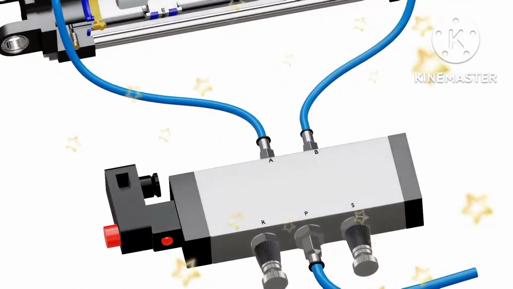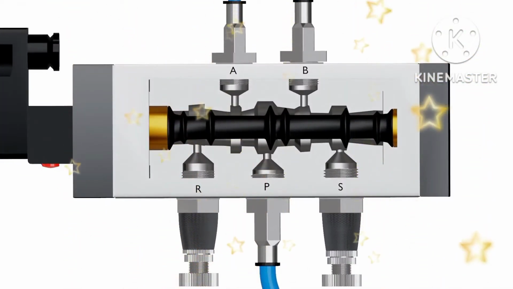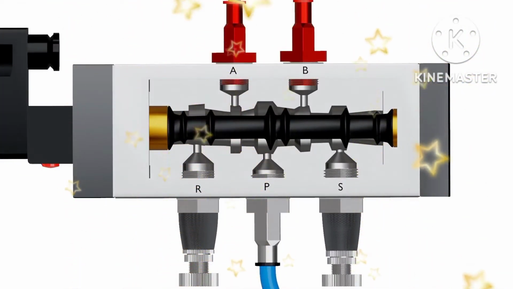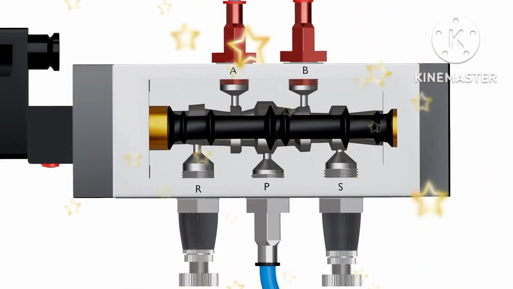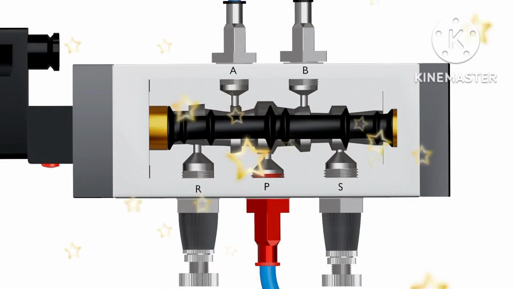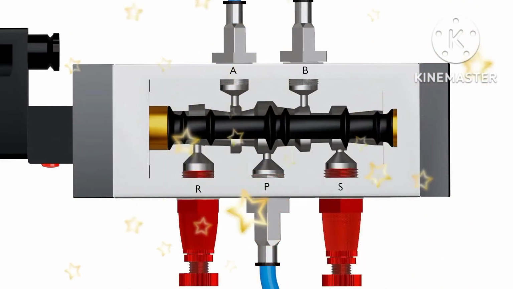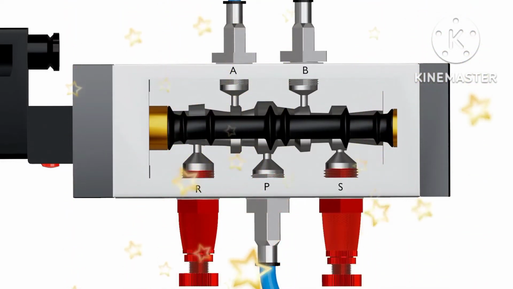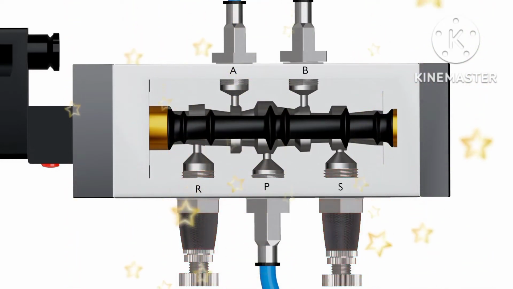The valve shown here is a 5-port 4-way valve. The ports A and B are connected to the cylinder. Port P is connected to the compressed air supply unit. Ports R and S are exhaust ports to which the pneumatic mufflers are attached.